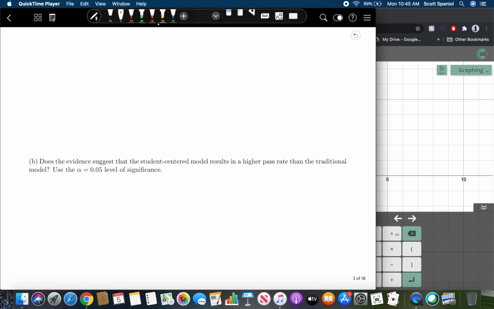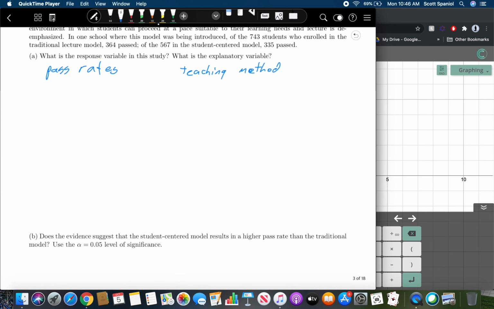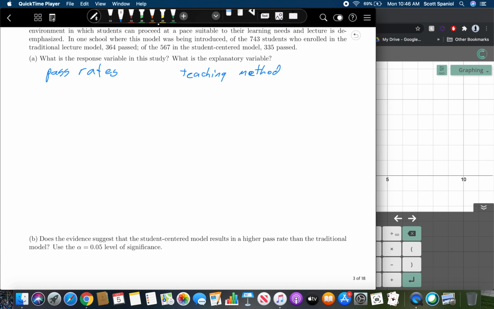And looking back on how I made this note sheet, I'm definitely going to have to change it in the future because I gave you a bunch of space to answer that question, and then we can skip down here. So does the evidence suggest that a student-centered model results in higher pass rates than the traditional model?